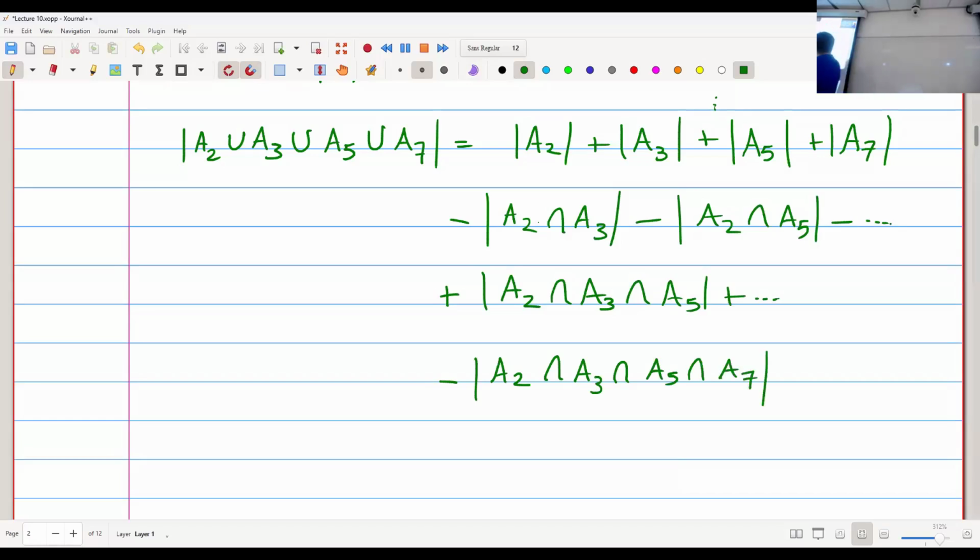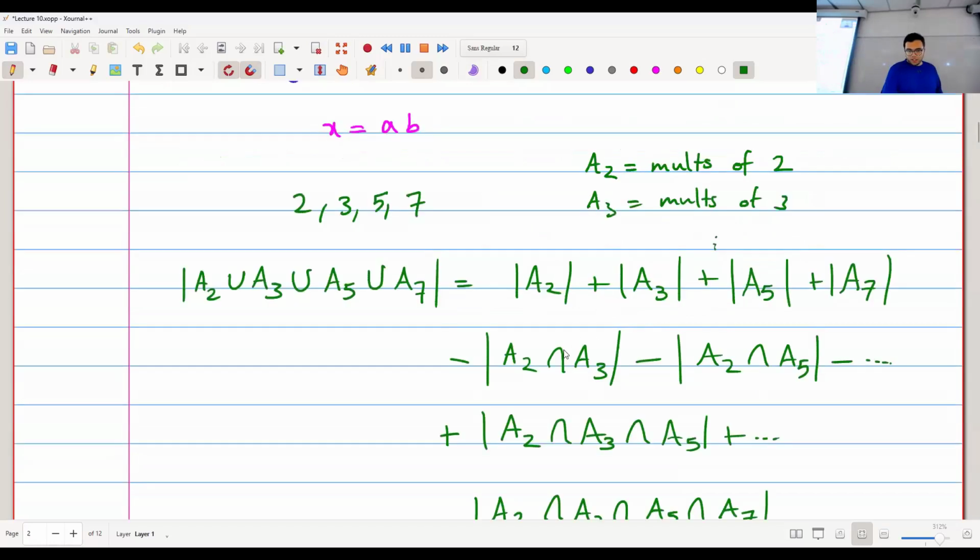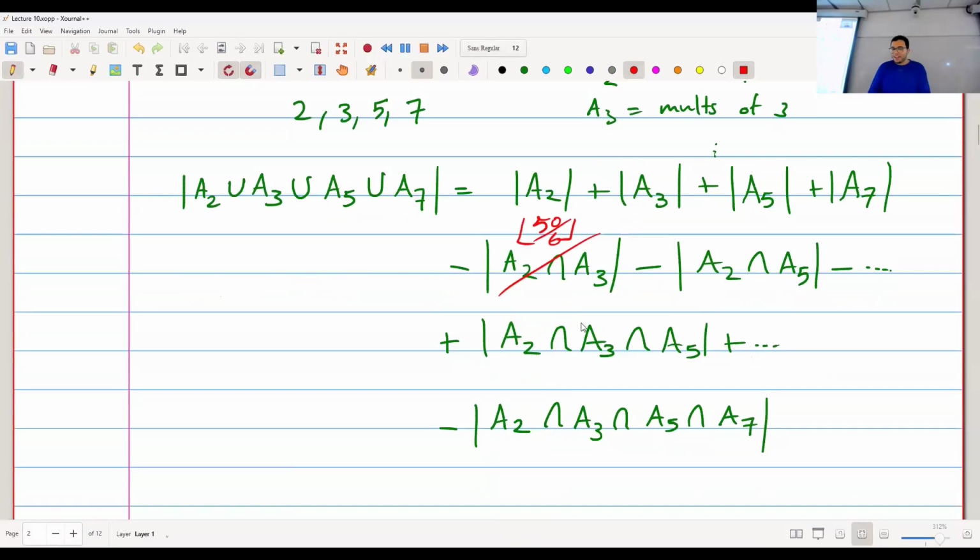And again, for each of these terms, you know how to find the number. So for example, if I look here, these are numbers that are multiples of both 2 and 3. So they're the numbers that are multiples of 6. How many numbers do I have that are multiples of 6? 50 over 6. And of course, the floor of this, right? So I can find each one of these numbers. Again, I'm too lazy to do it, but you can do it, hopefully. So this will give you the number of elements in that set, in that union.